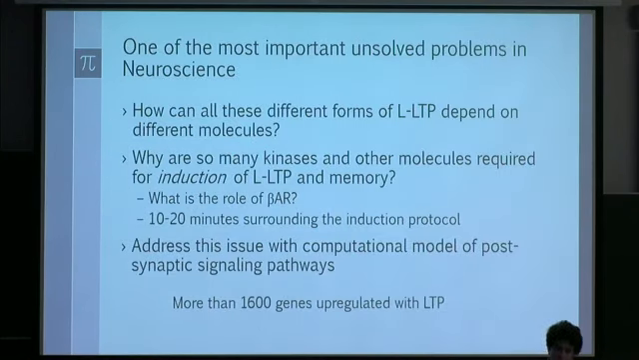So I would say that one of the most important unsolved problems in neuroscience is how can all these different forms of this long-lasting LTP depend on different molecules? Or put another way, why do we need so many different kinases and other molecules for the induction of long-lasting LTP and memory? And in particular, I'm going to try to address what is the role of the beta adrenergic receptor. And just keep in mind that the induction of the process occurs within 10 to 20 minutes.